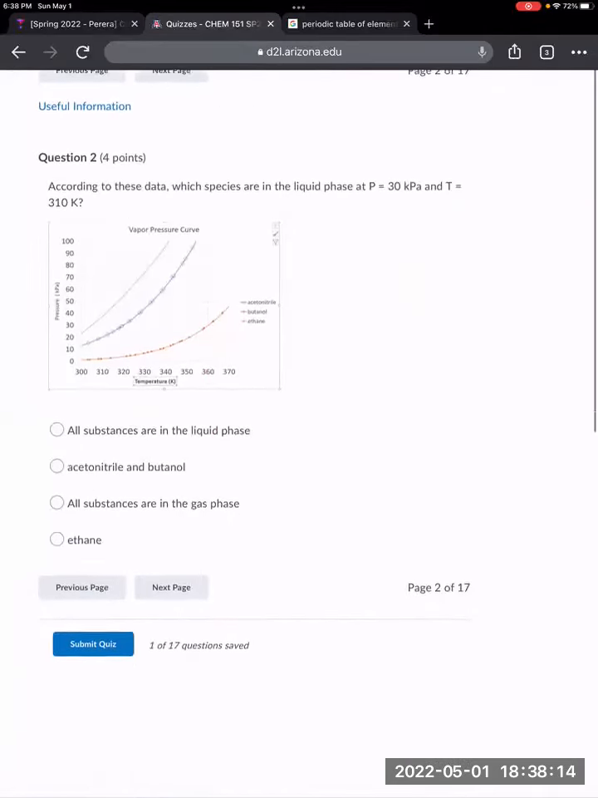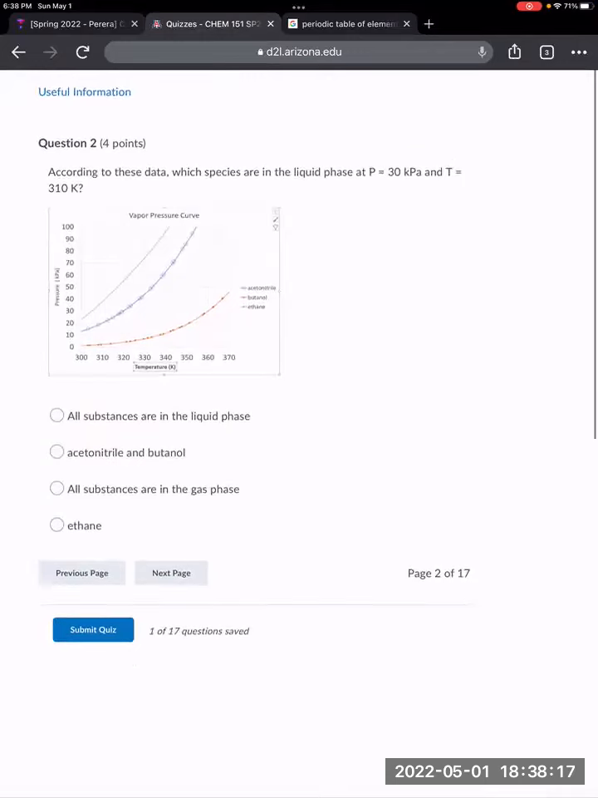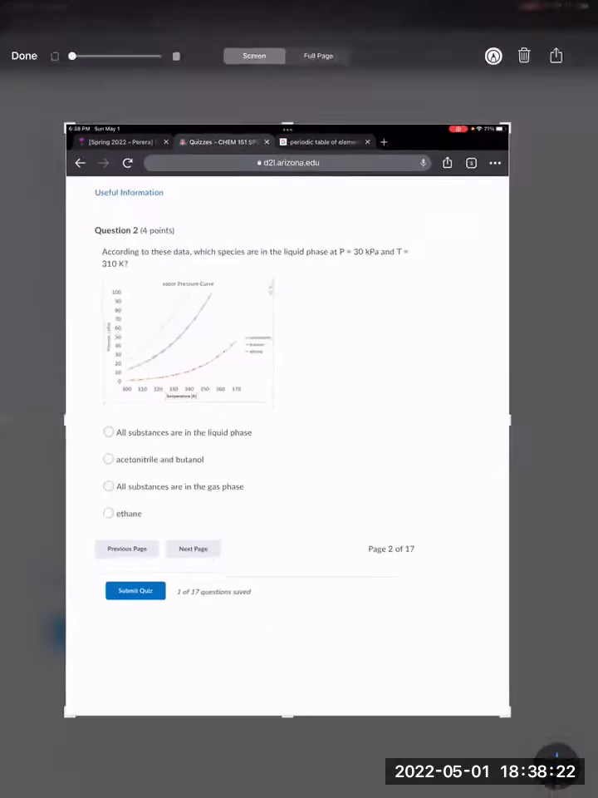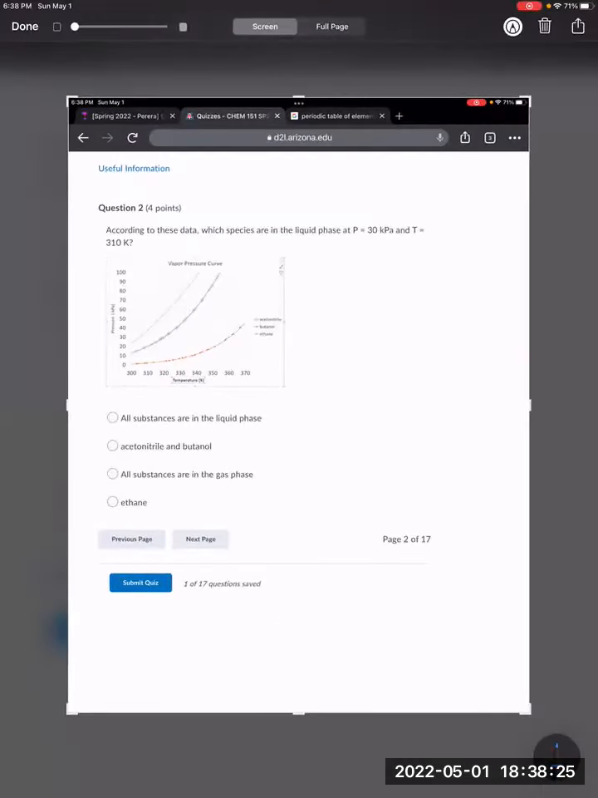According to the data, which species are in the liquid phase at 30 kilopascals pressure and 310 Kelvin? So what we need to do is mark these conditions, 30 kilopascals and 310 Kelvin, in our graph. 310 Kelvin is over here, 30 kilopascals is over here. Therefore they meet at this point over here. The question is, which species are in the liquid phase under these conditions?